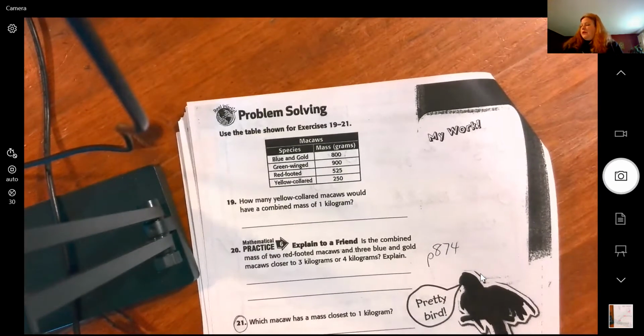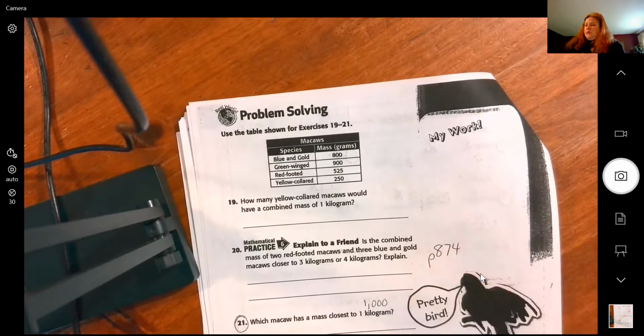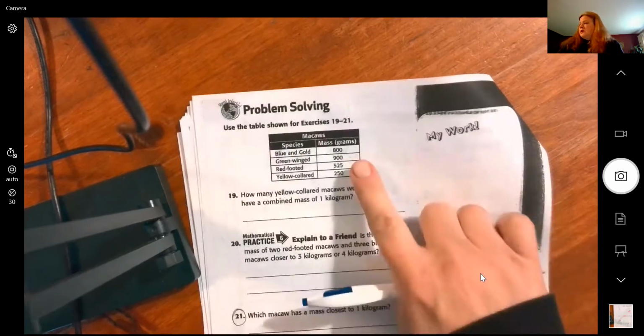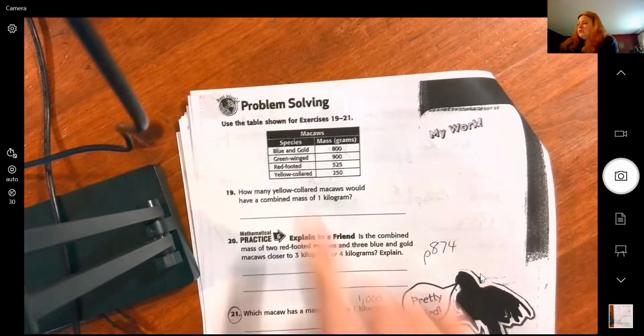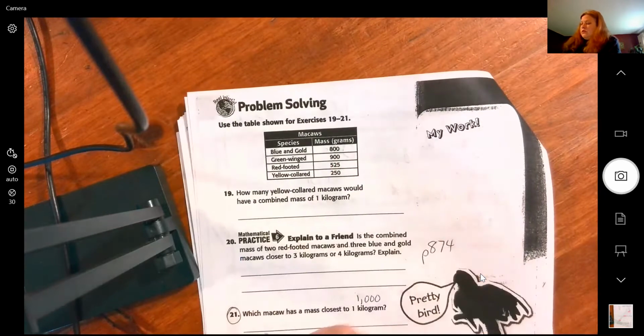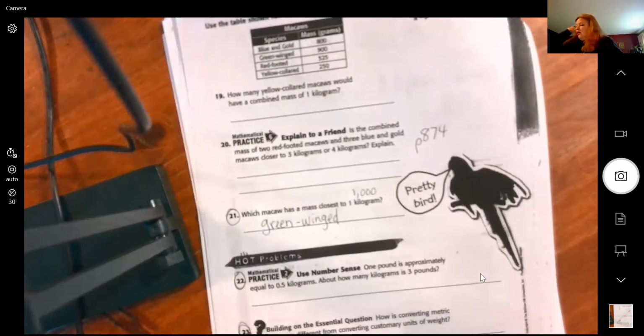And how many grams are in a kilogram? 1,000. So which measurement is closest to 1,000? 900. This is comparing numbers. This was quarter one.